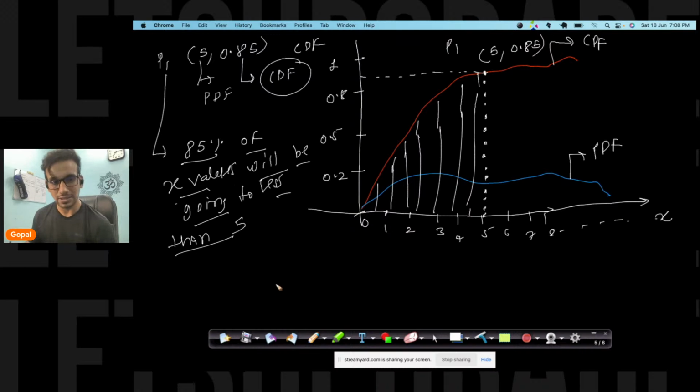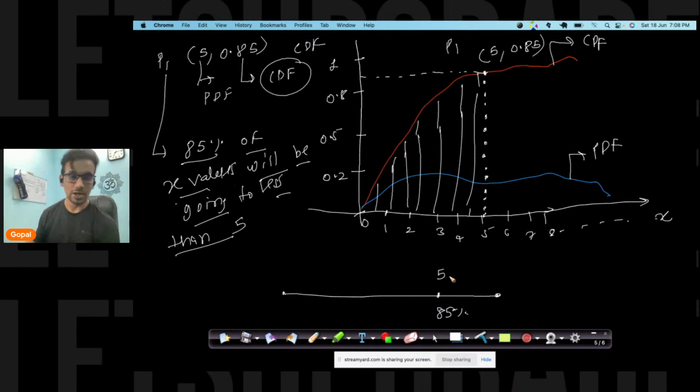Okay, so how exactly can I write it? If I have this straight line on my x-axis, somewhere around here, I will have this 85%. The 5 will be sitting on top of it, and all values which come before it will have a lesser value. Definitely we're just going to have values lesser than this.